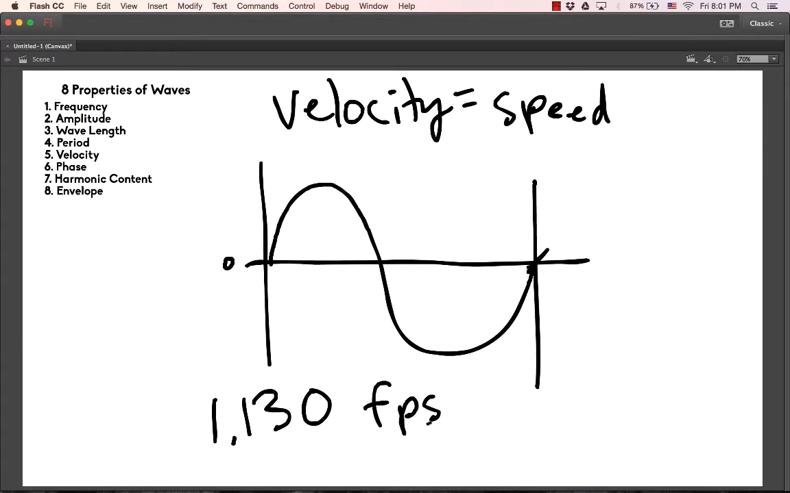1,130 feet per second. That's how fast they go. All of this we'll get into more, but we're just introducing you to these 8 things.